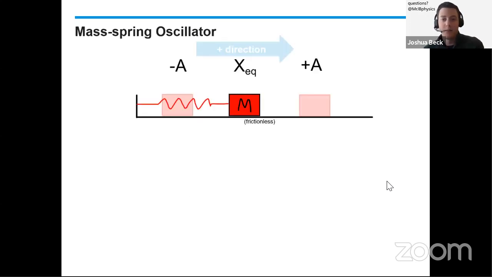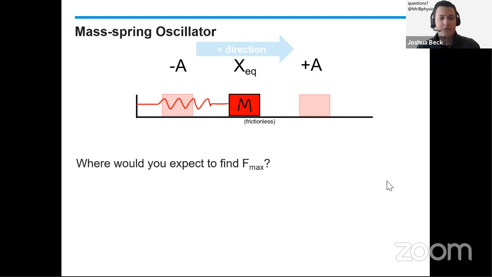So here we've got a setup. You've got a mass in an equilibrium position. Now I can move this to the right, and I've got A labeled as the positive amplitude. That's the largest displacement to the right. And then we've got negative A labeled as our amplitude on the negative side. So the first question I want to ask you today is, where would you expect to find the maximum force? The force that's going to be applied to this object M, where would we expect to see the maximum force?